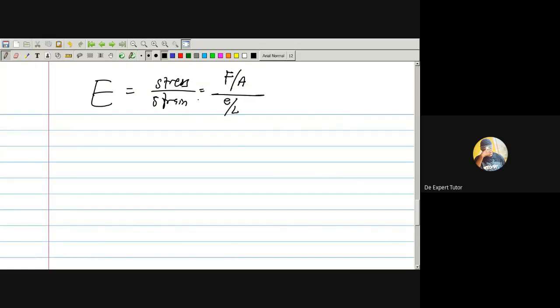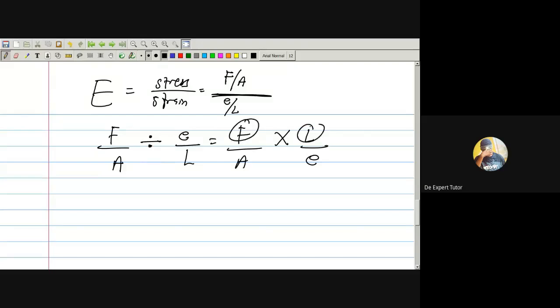If you have something like this, just pay attention. What I have here is force over area. Put it here. This sign means divided by. Then what you have there is extension over length. When dividing these two, you have F over A, and this becomes times length over extension. So this is not cross multiplication, it is just multiplication. Multiply this and this together, I have FL. Then multiply this and this together, I have AE. That's how we multiply. This is just normal multiplication. Is that clear? Yes, sir.